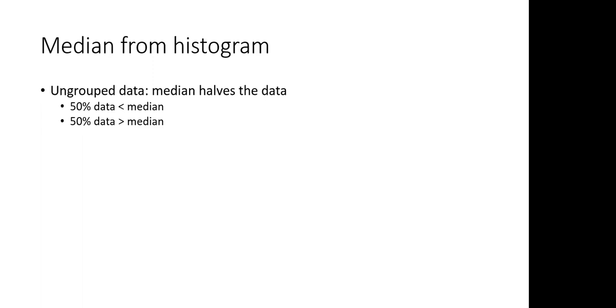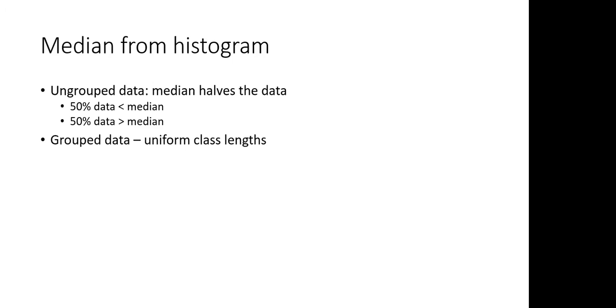If there is, let's say, 121 data points, then the 61st data point is the median, and 60 data points are less than median, 60 data points are more than median, right? So it halves the data in terms of count, okay? How many less, how many more? In that sense, it is 50-50.